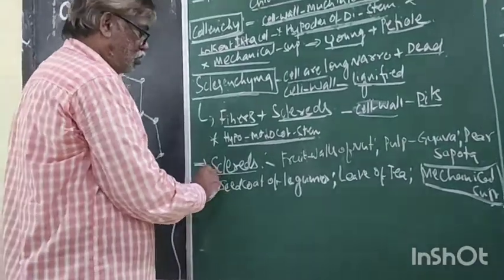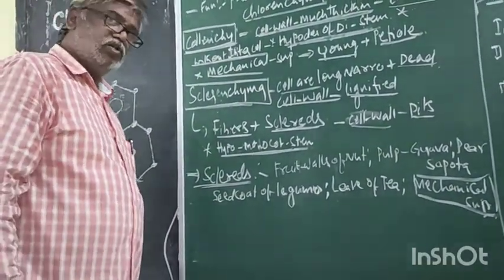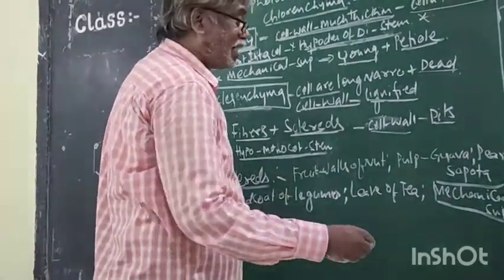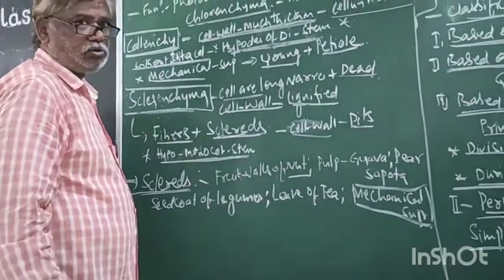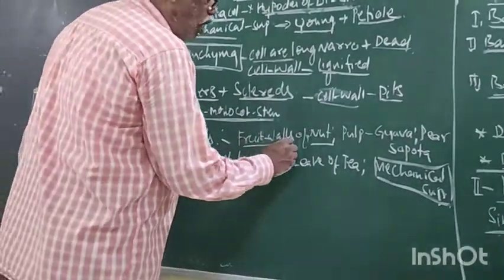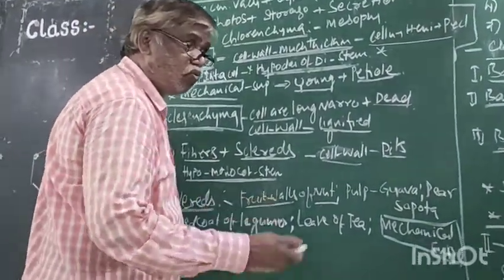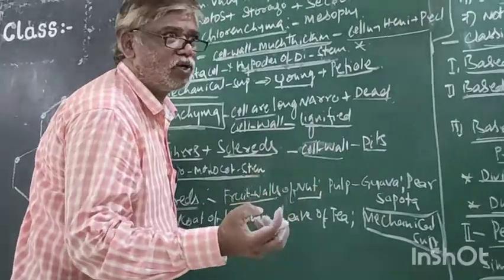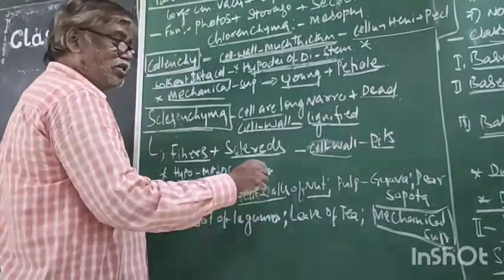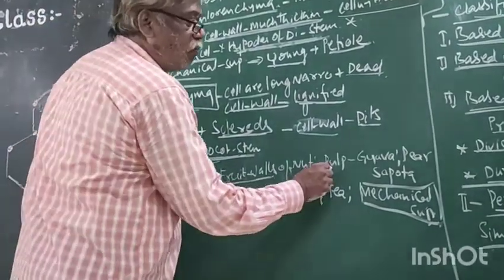Now, sclerites. Sclerites are spherical, plate-like structures, one type of sclerenchyma. Nuts: the fruit wall, the pericarp of nuts, is an example for the presence of sclerites.